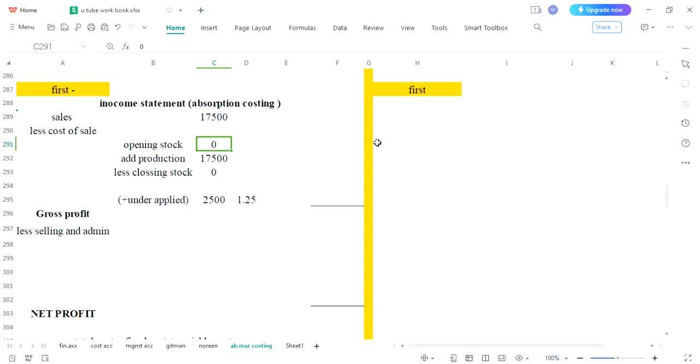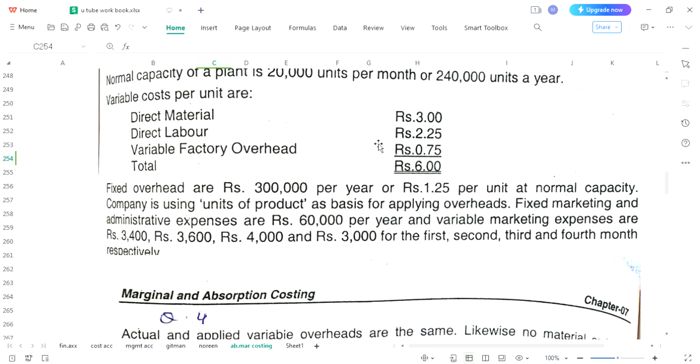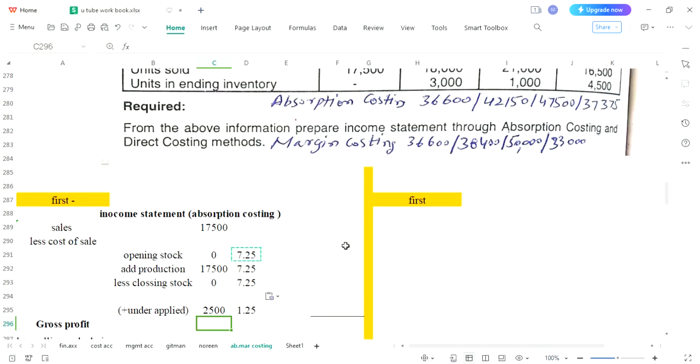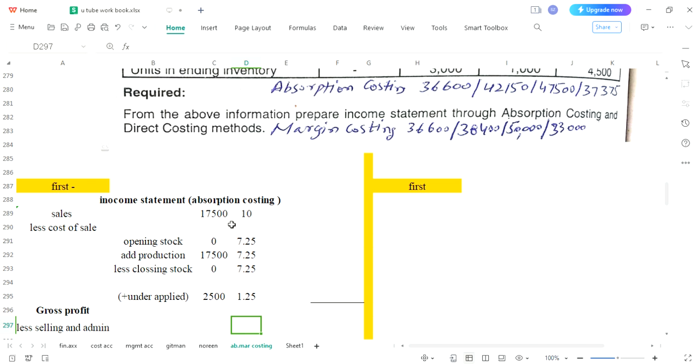Finally we are posting 7.25 over here. And one thing I'm sure you remember is that per unit cost for opening stock, production and closing stock would always be similar. That is why you are writing the same. Let's go to the question and see how much the selling price was. It is given over here. You can see the sale price per unit is rupees 10. So put 10 over here. Our proforma has been completed with regard to units and per unit.